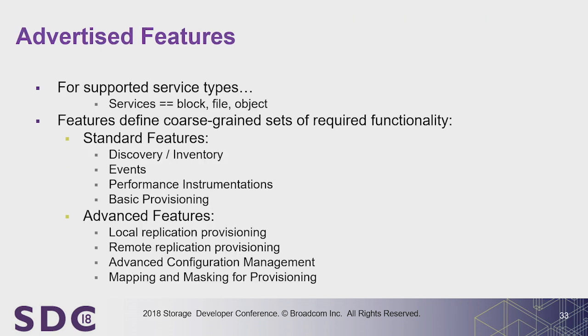Okay, so advertised features end up looking like similar things for standard features and advanced features. So we would expect all products to support the standard features. We also have different service types, so you'll be able to say, I support events for block, provisioning for block, to be able to differentiate, because those will actually map to different profiles. Provisioning for file is going to have different functionality than provisioning for block.